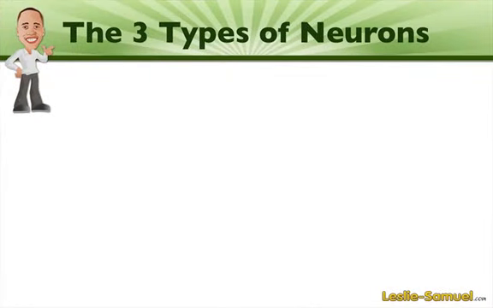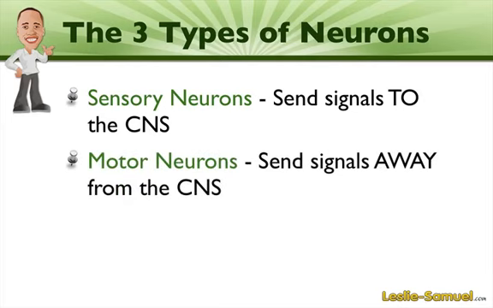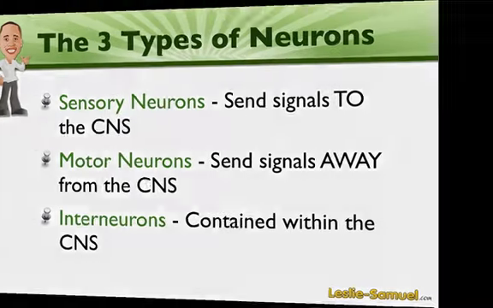There are three main types of neurons. First, we have sensory neurons, and these are neurons that send signals to the central nervous system. And if you remember from the previous episode, the central nervous system is made up of the brain and spinal cord. Then we have motor neurons that send signals away from the central nervous system and to other organs and muscles and tissues and glands and so on. Lastly, we have interneurons, and these are neurons that are contained fully within the central nervous system. So it's within the brain, within the spinal cord, and where a lot of the processing happens.